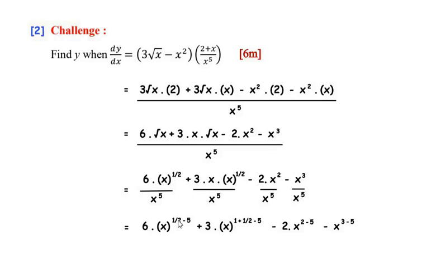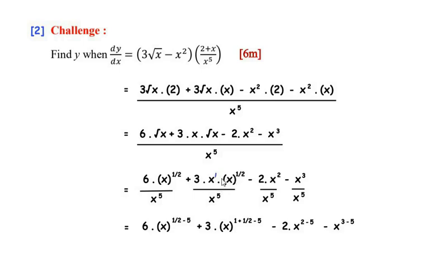Now in the next step, we have used the laws of indices, that is the quotient law or division law. That is, if the bases are same and there is division between the bases, then the powers will get subtracted. So here in the first term we get 6 times x to the power of 1 over 2 minus 5 plus 3 times, now here x can be written as x to the power of 1 and here we have times x to the power of 1 over 2.